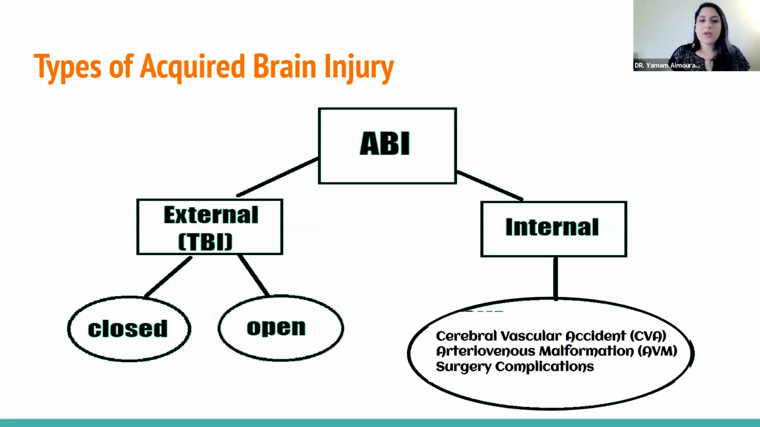So in general here, just the types of acquired brain injury. So acquired brain injury is really the big umbrella that everything falls under. So you have external and internal causes of ABI. For external, that would be trauma. So that's where TBI falls in, open or closed head injury. And then with internal, it would be like a CVA or an AVM or surgery complications. So a lot of different things can happen that lead to ABI or TBI.